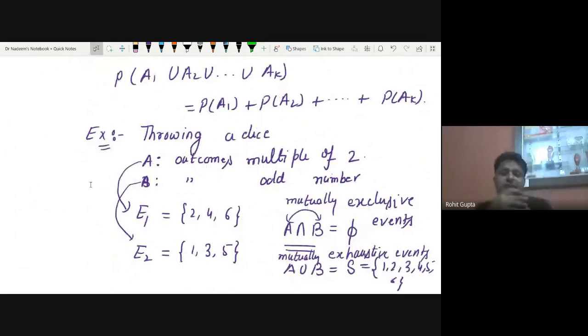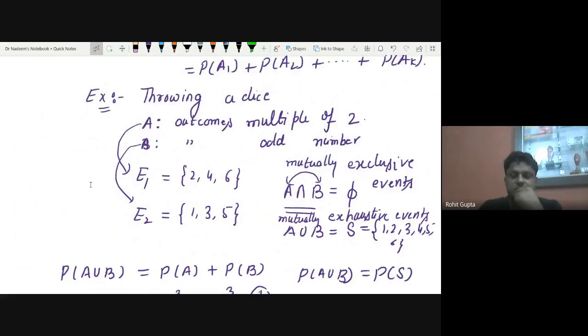Throwing a dice. Event A is outcomes that are multiples of 2, and event B is outcomes that are odd numbers. Outcomes multiple of 2 means 2, 4, 6. Outcomes odd number means 1, 3, 5. So these are the possible outcomes. Obviously A intersection B is empty, so these are mutually exclusive events. And A union B is the complete sample space S, so these two are mutually exclusive and mutually exhaustive events.